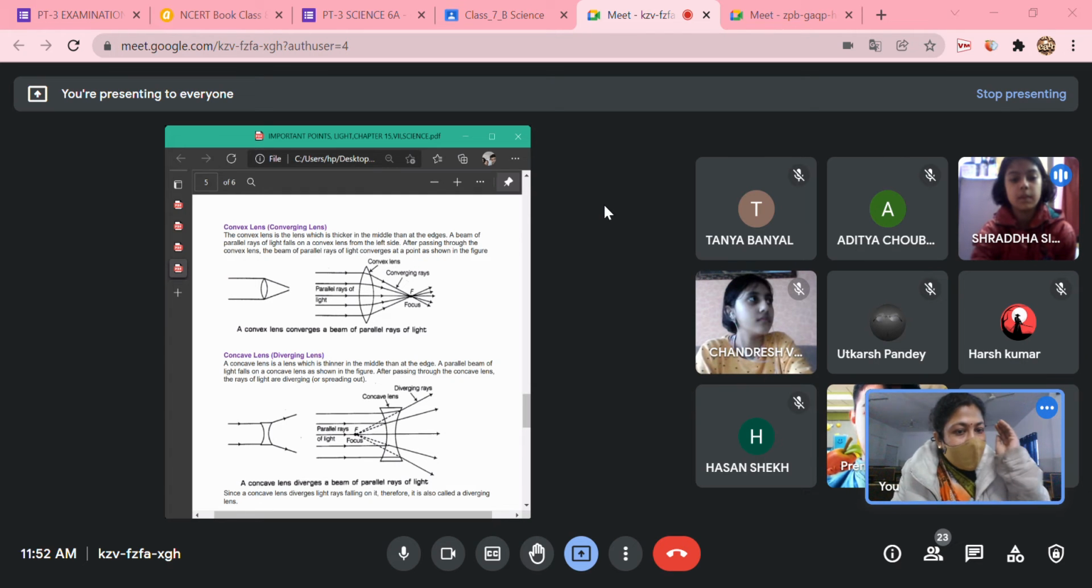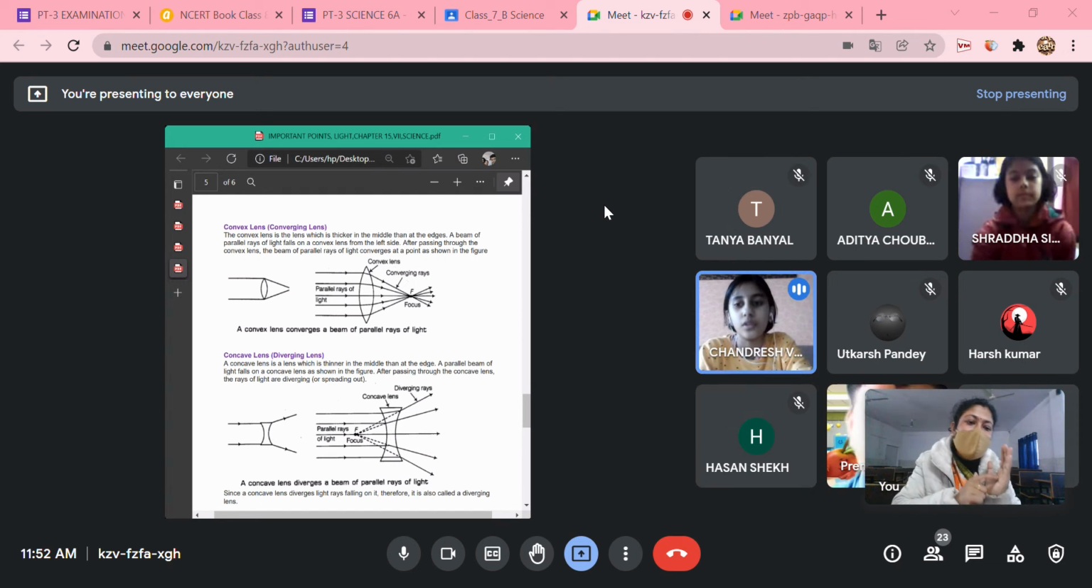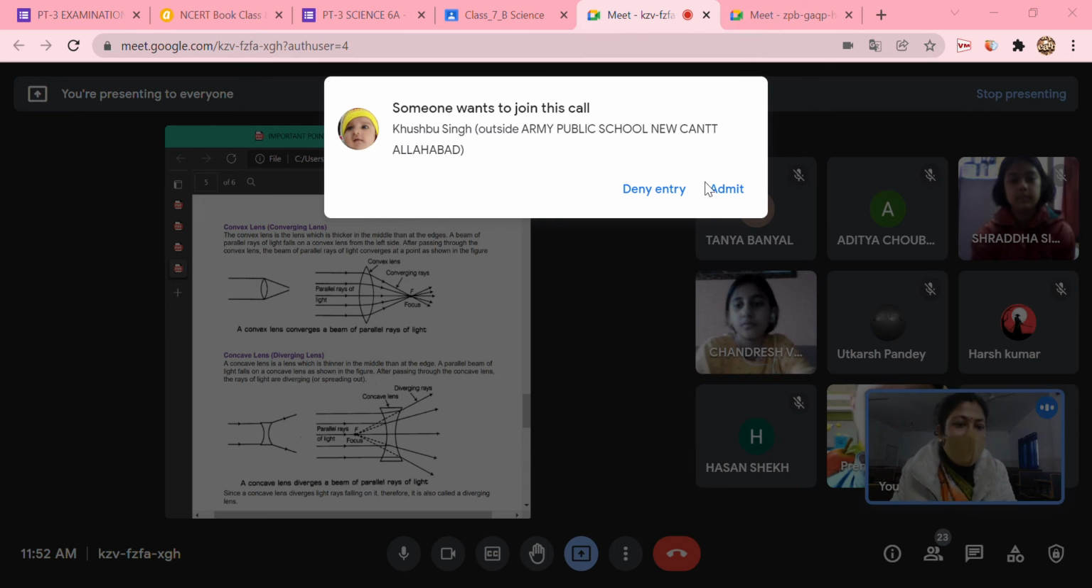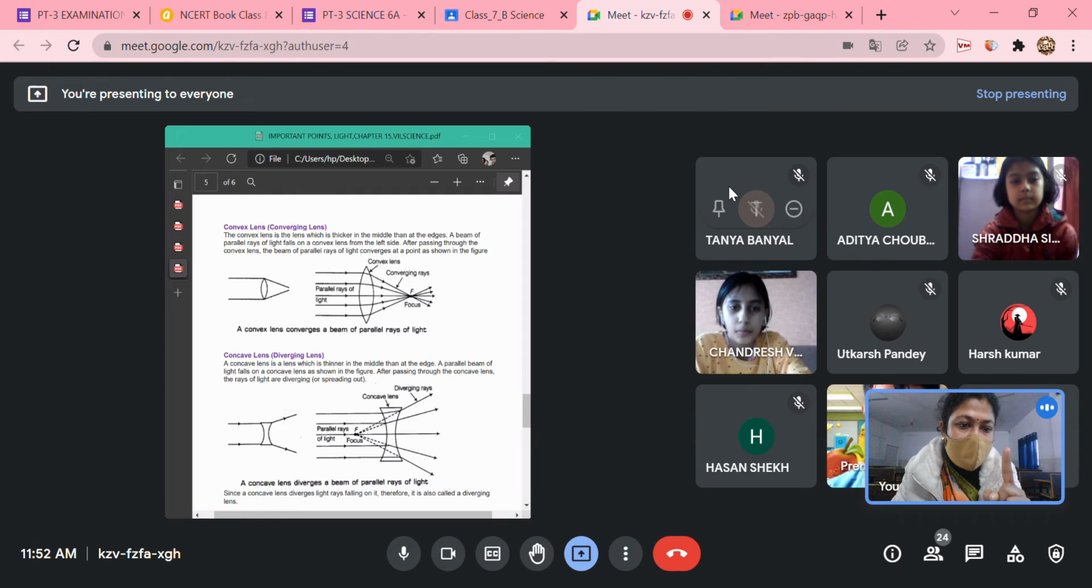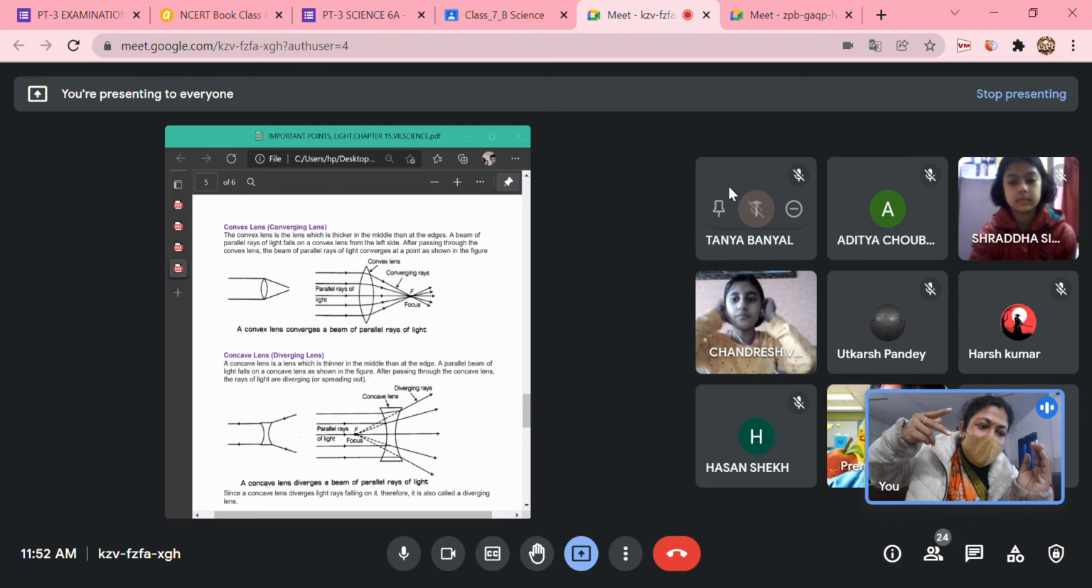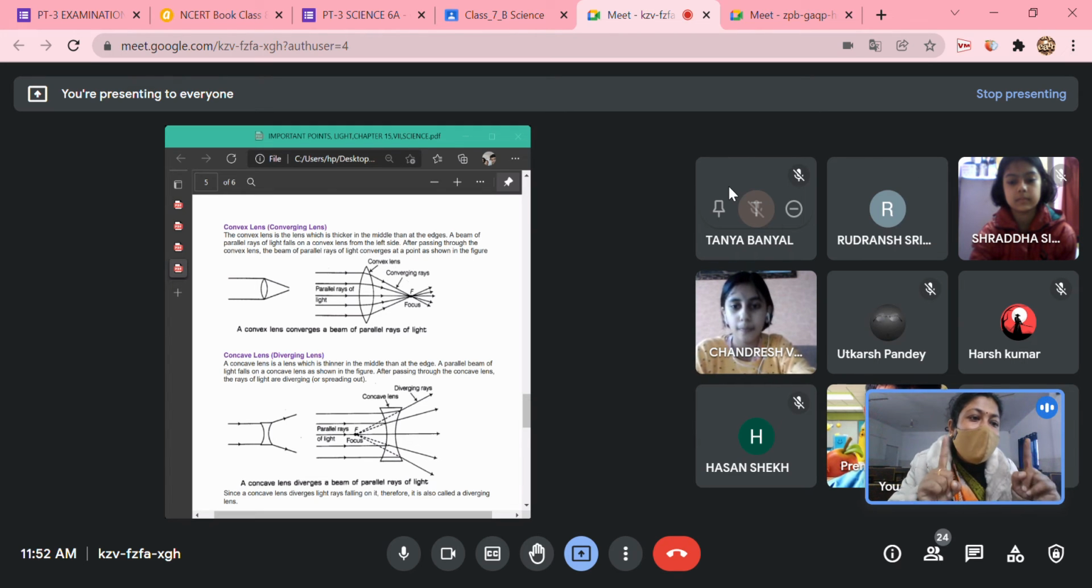Focus. Yes, ma'am, focus. Whether it is a lens or a mirror, when parallel rays of light are coming and they are meeting at a point, or supposed to be meeting at a point, that point is called the focus. You should remember always. If you are given an unknown magnifying glass or an unknown mirror, you just have to focus the parallel rays of the sun on a paper. So that will be the focal length.